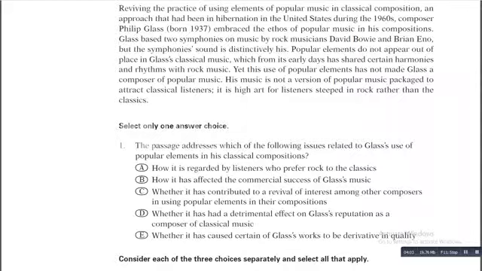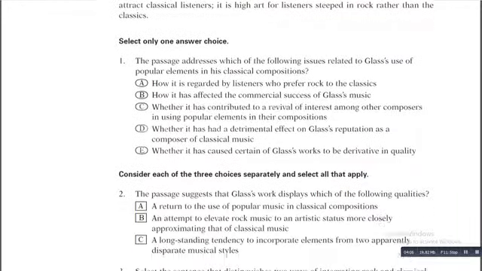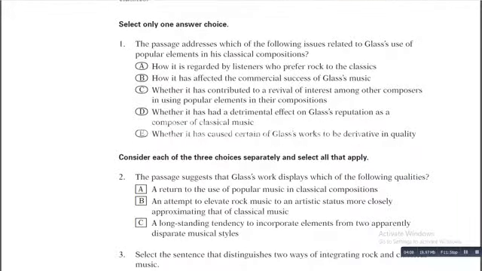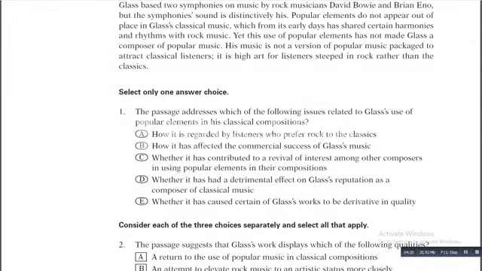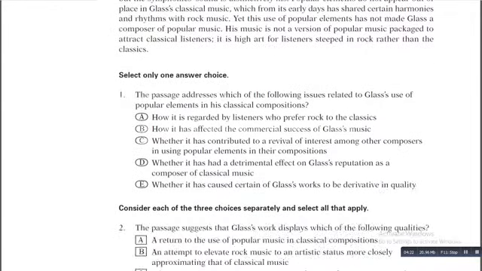Then the second one says, consider each of the three choices separately and select all that apply. Now let me clarify this one. In the reading comprehension, this says select one answer choice. That means there's only one answer choice that is correct, that applies to this question.